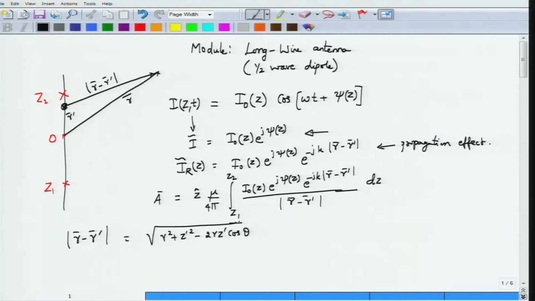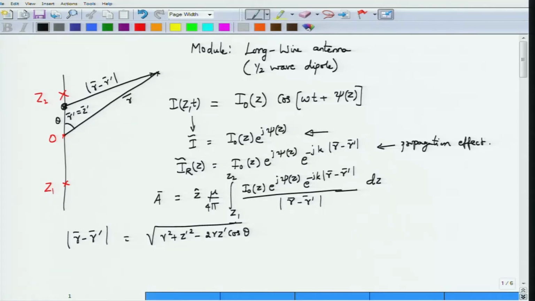What are these different terms? The current is directed along the z axis, therefore r prime is actually z prime, directed along the z axis. So instead of r prime, I can represent this as z prime z hat, and theta is the angle measured from the z axis, just like the spherical coordinate theta. This angle theta gives you the angle between r and r prime.